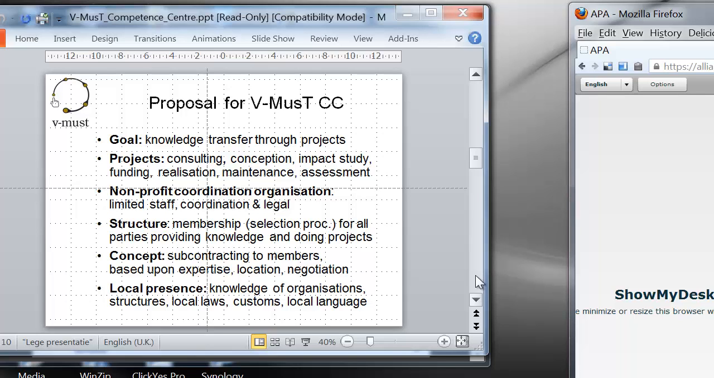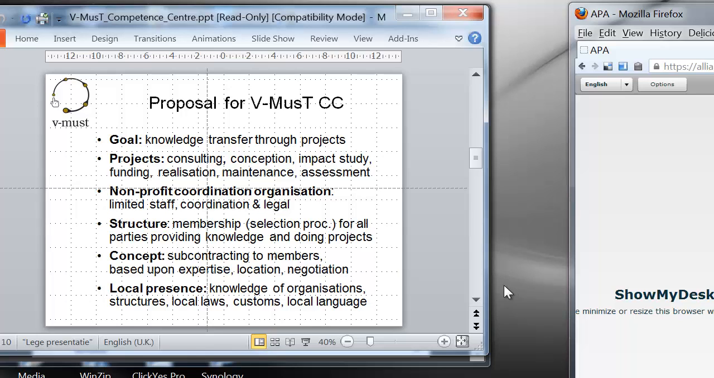The concept, as I just said, is that we are a service broker. That means that we have a certain project that is coming to us, and we divide the project up in different parts, and we subcontract those different parts to specialists. Those specialists are members of the competence center, and they are members because they have been selected for their expertise, for their way of negotiating, their skills in the sector, or also their location.